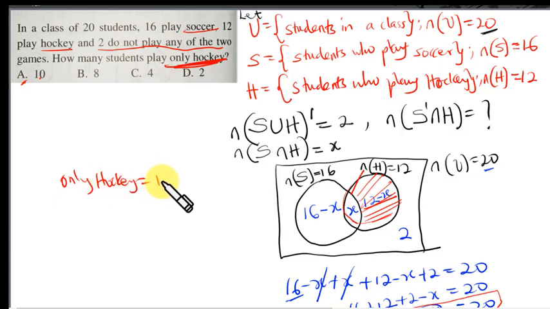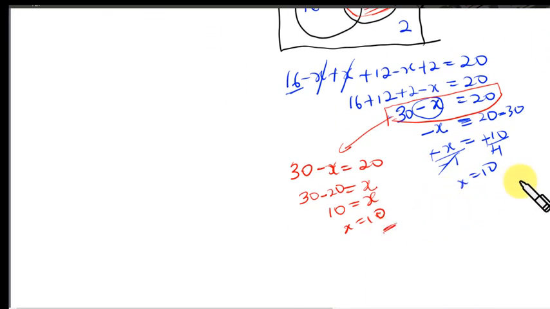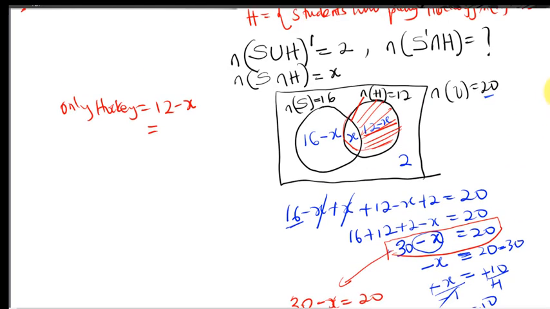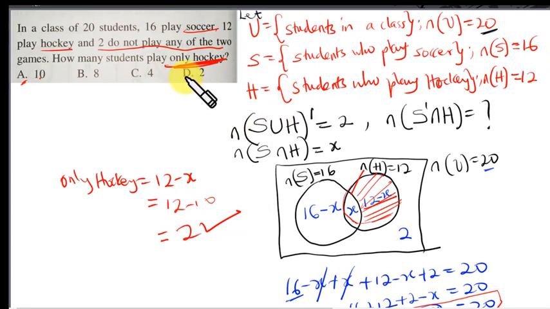The term there is 12 minus X. And of course, we have found the value of X. X is 10. So if X is 10, then only hockey will be 12 minus 10. So the correct answer is 2. So be very careful anytime that you solve a question. Don't rush. Check very well and ask yourself what you are defining. So that is the correct answer. That is D, and that is the number of students who play only hockey.